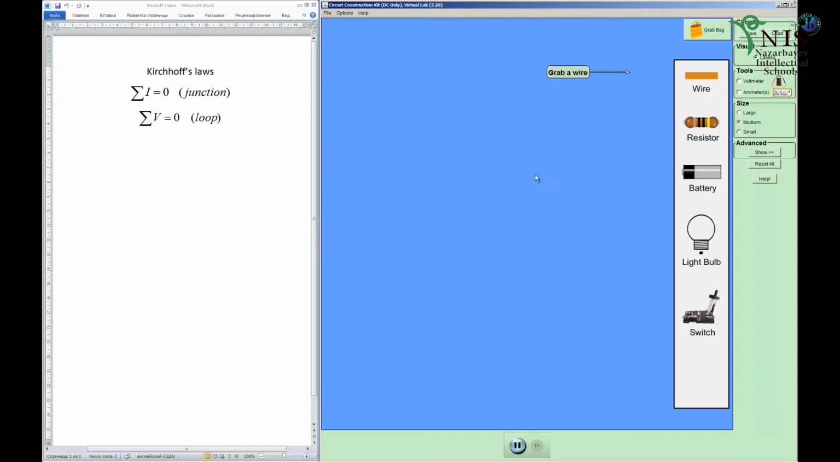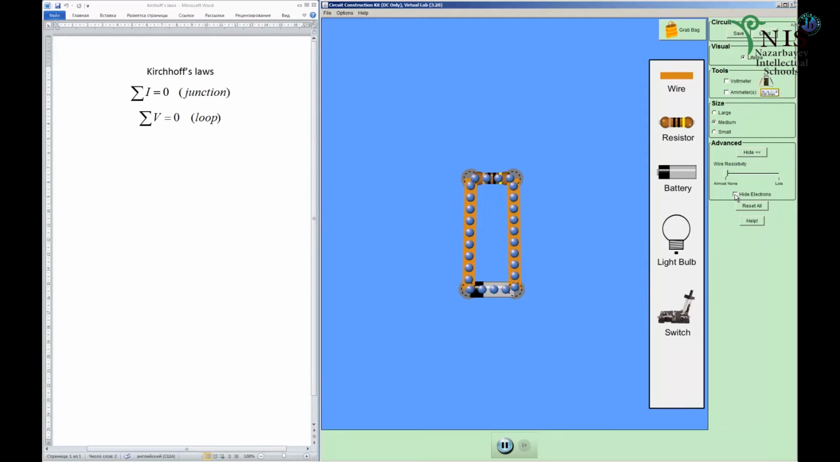Okay, let's have a look at examples using the simulation. I can take wire, resistor, battery. We can model these laws using the simulation provided by the PhET website. Let's take a battery. These dots represent electrons. I can take a resistor and connect the resistor with wire, so we can see how current moves. But I'll hide the electrons for the sake of clarity, so we aren't distracted by them.